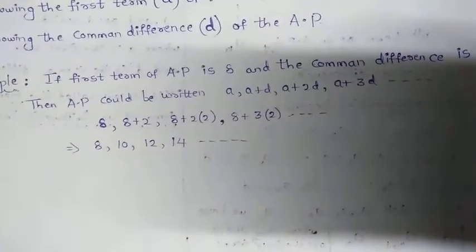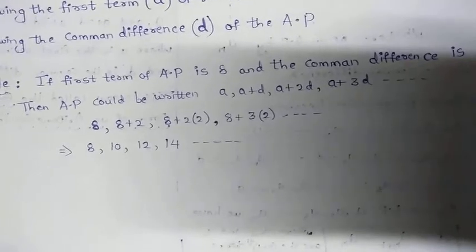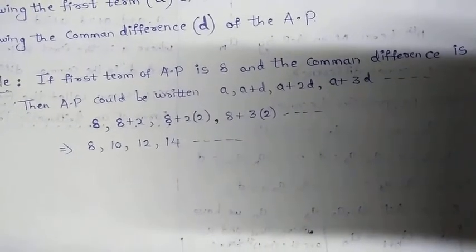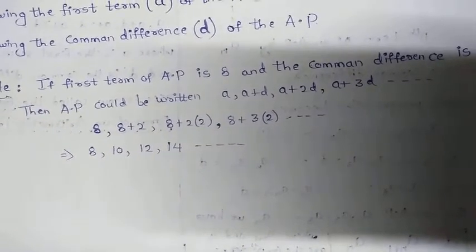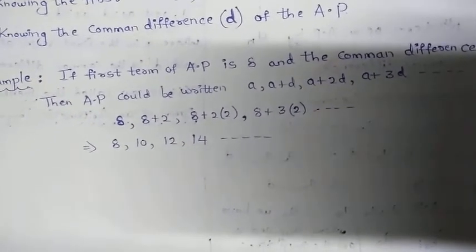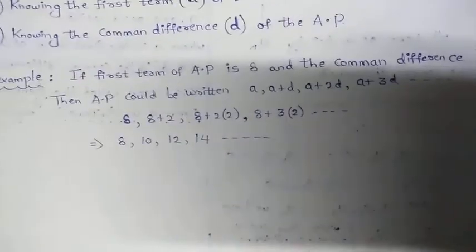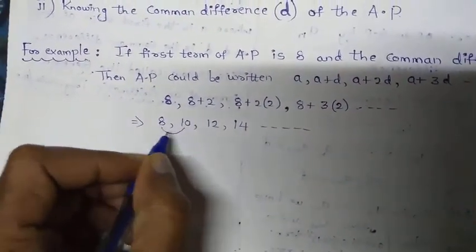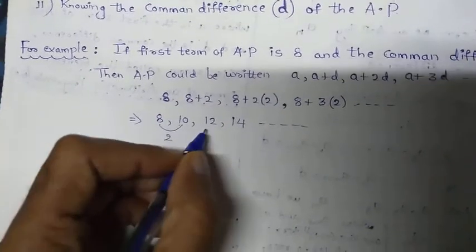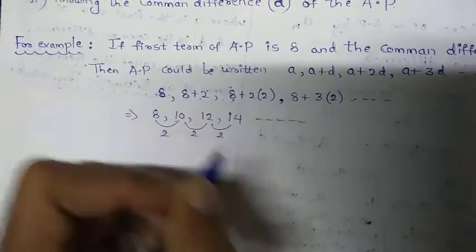So the first term is 8, and you just have to go on adding the common difference. So 8, 8 plus 2, 8 plus 2 into 2, 8 plus 3 into 2, and so on. So this implies 8, 10, 12, 14, and so on. So how do you conclude that it is an arithmetic progression or not? Just check the common difference. 10 minus 8 is 2, 12 minus 10 is 2, 14 minus 12 is 2, and so on.